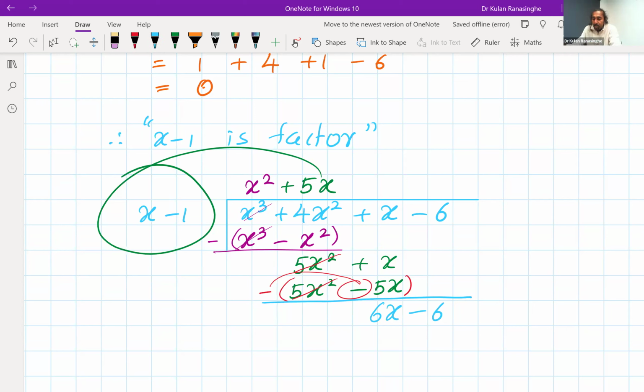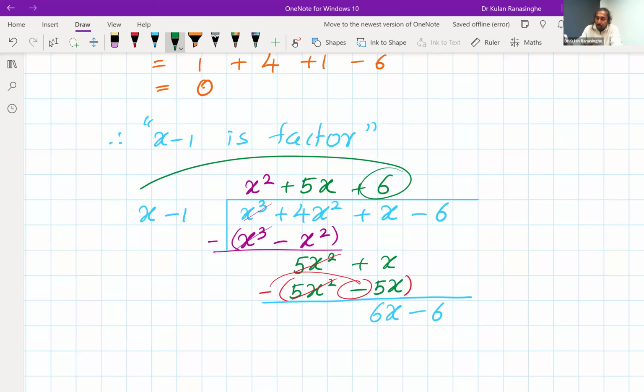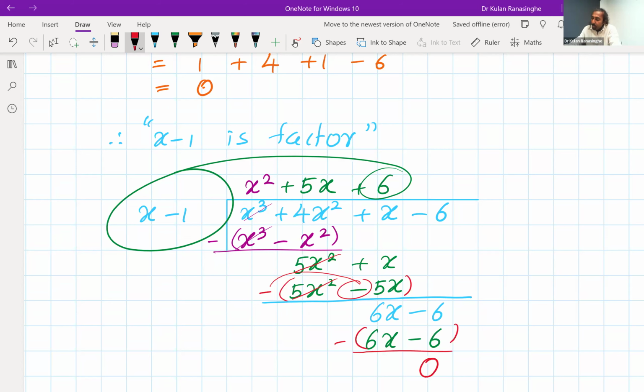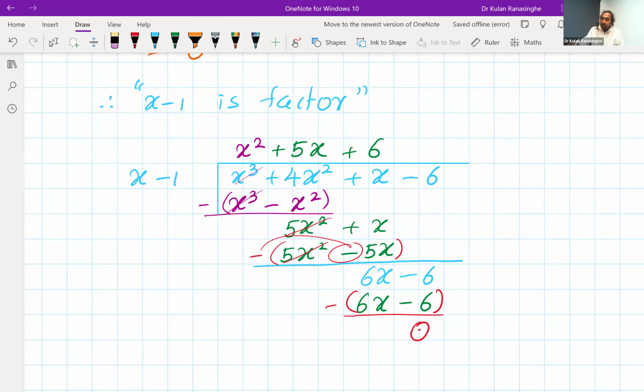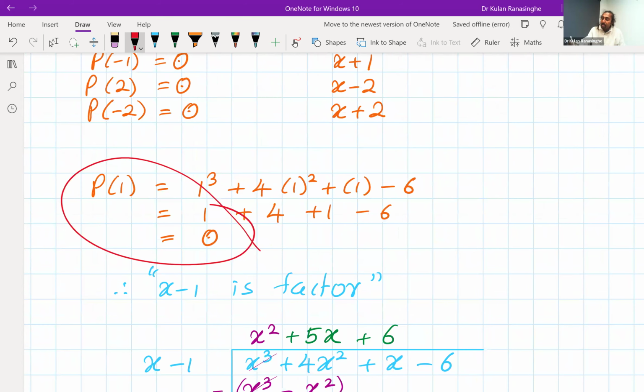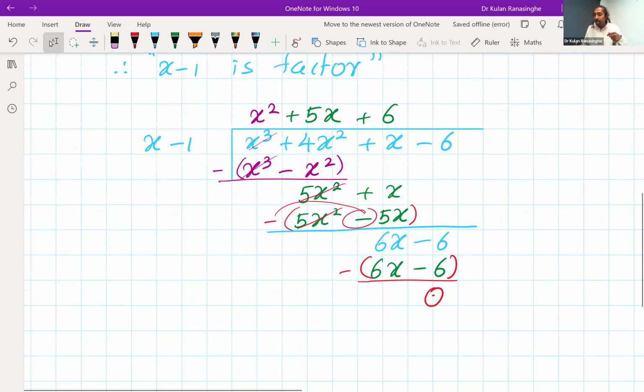Now, how many x's in 6x? Just a 6. When you multiply x minus 1 with a 6, it's 6x minus 6. Boom. It's 0. That's what we expected. We expected it to give me a 0 remainder. The remainder is 0. The factor theorem says if you substitute a value and the remainder is 0, then that is actually a factor.